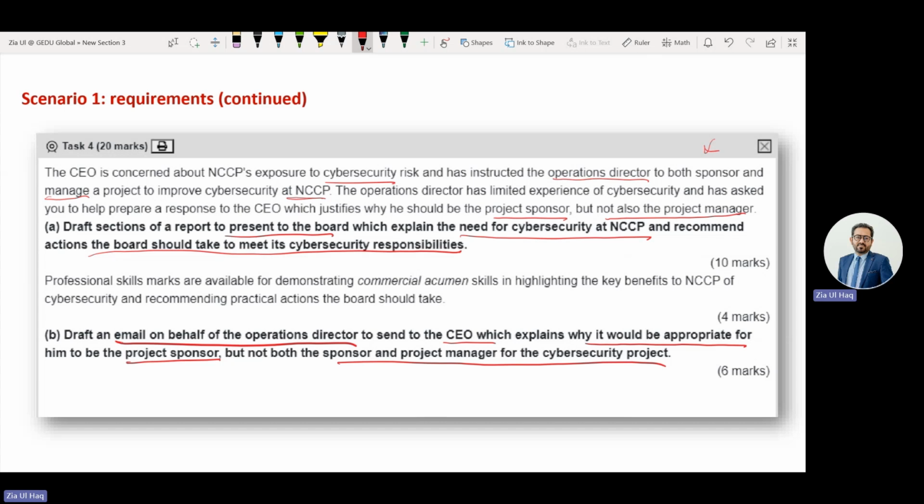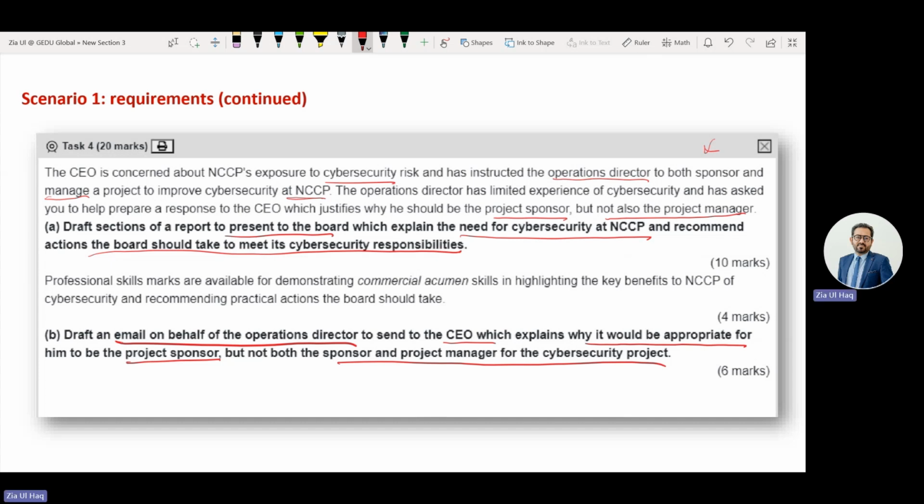In that email, first he will explain, okay, as per your request, as per your direction, I should become both a project sponsor and a project manager for this cyber security risk management project. But according to me, I'm suitable for project sponsor rather than project manager. Why? Let me explain.